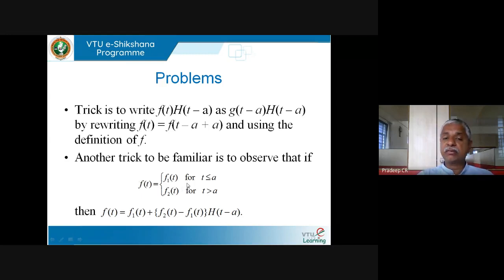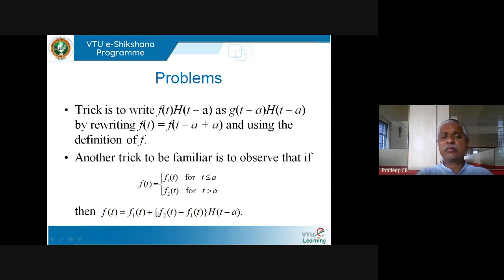If t is less than or equal to a, this is f1. If t is greater than a, this is f2. So what we have done is, we have not achieved anything. We have not done any mathematics. You just basically manipulated. Instead of writing the function like this, I will write the same function like this. That is what I have done. It's just a notational change. Instead of writing f(t) is f1(t) if t is less than or equal to a and f2(t) if t is greater than a, I have written it in one line.